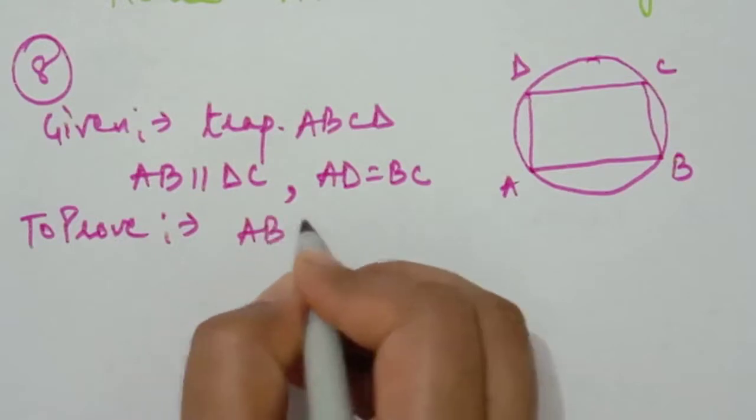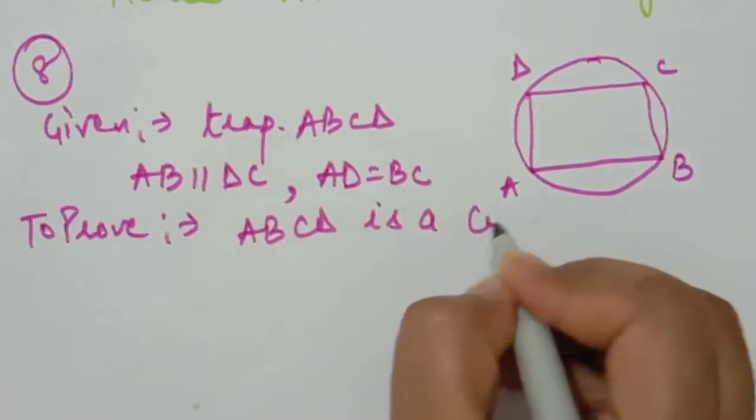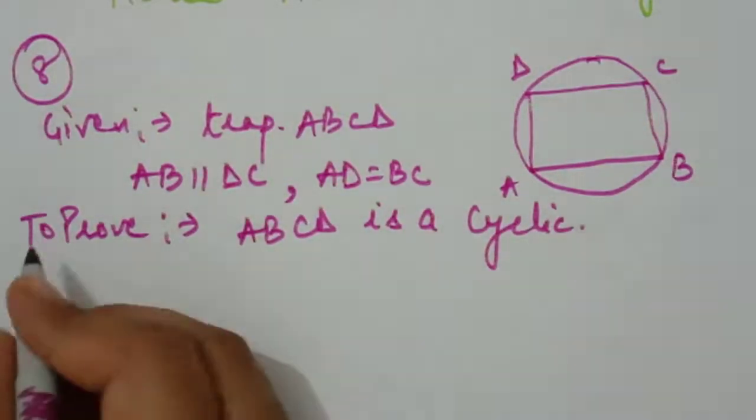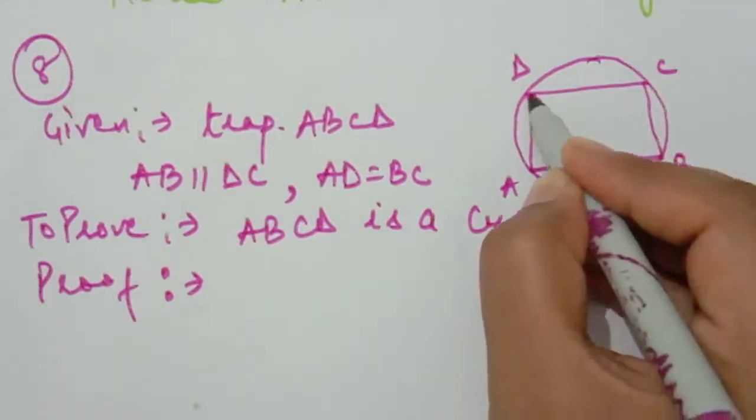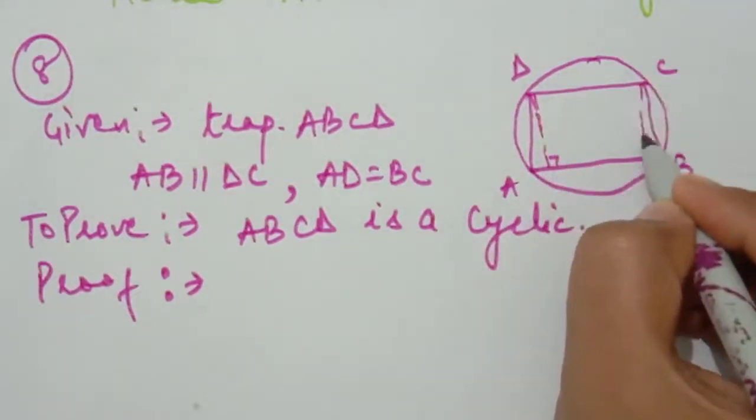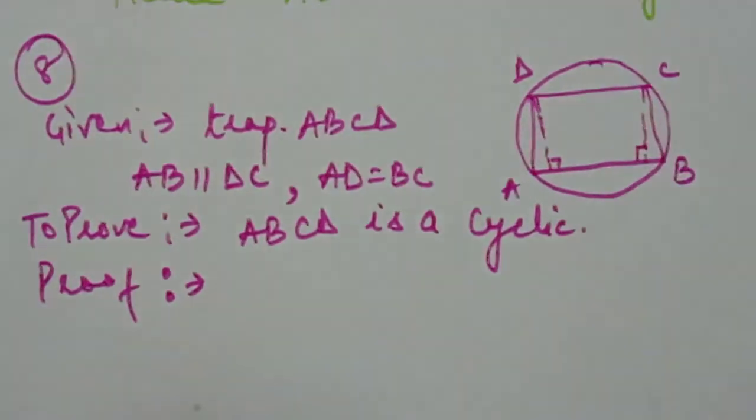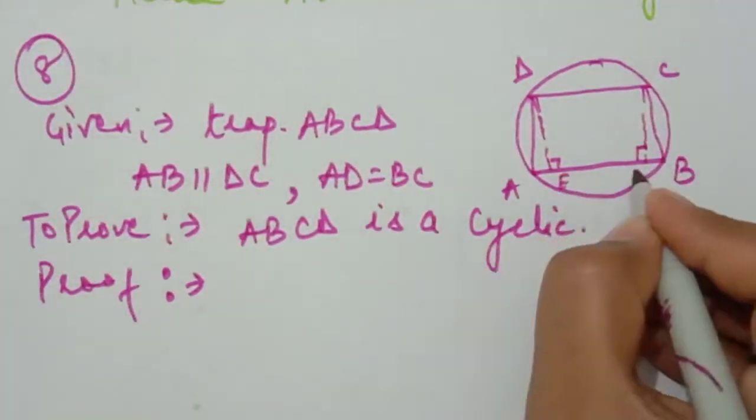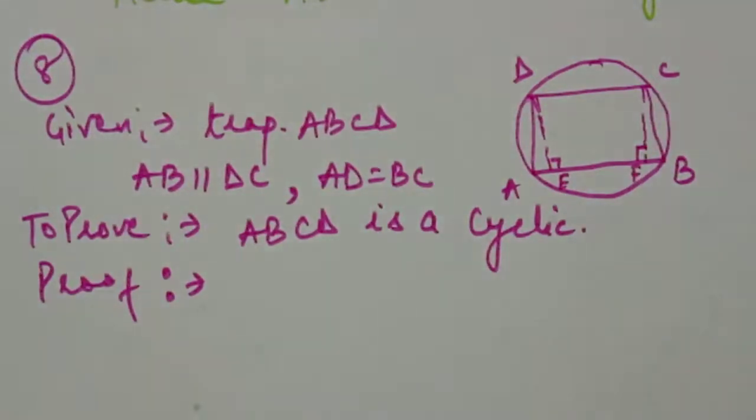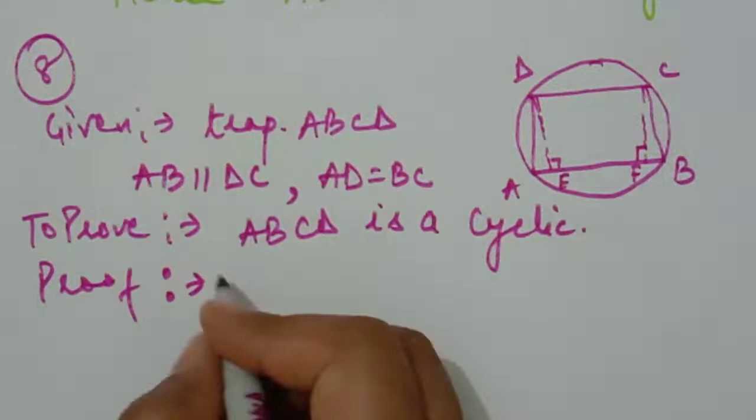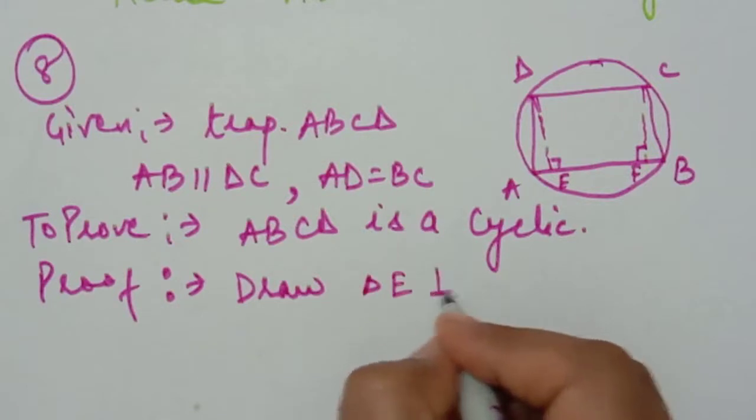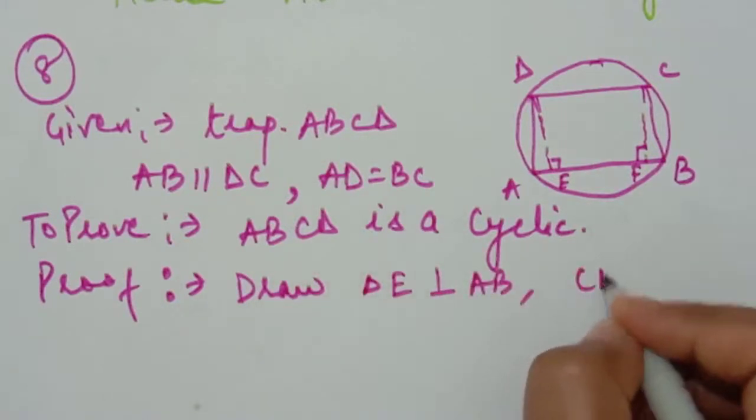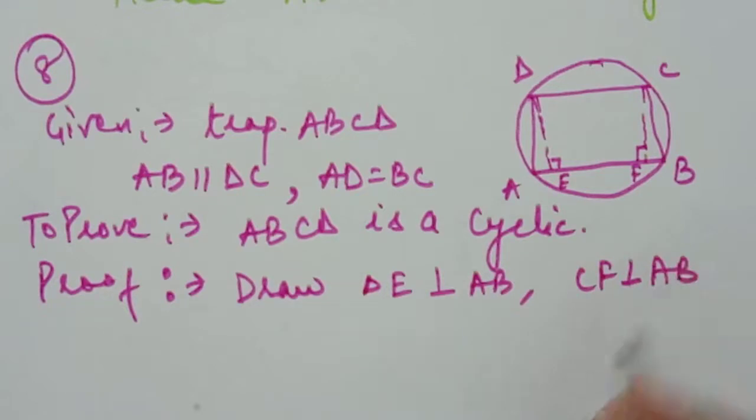that ABCD is cyclic. Proof: we will draw two perpendiculars from these vertices on the given base. We will mark them as E and F. So draw DE perpendicular on AB and CF also perpendicular on AB. We are going to draw two perpendiculars.